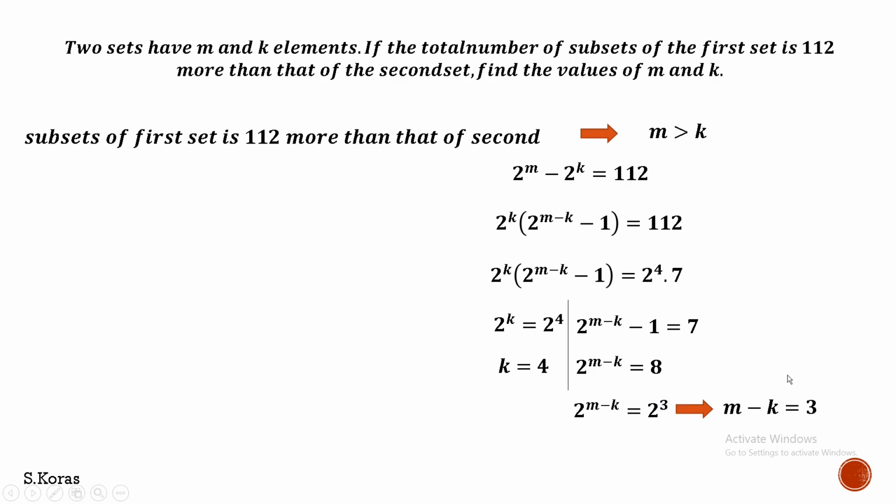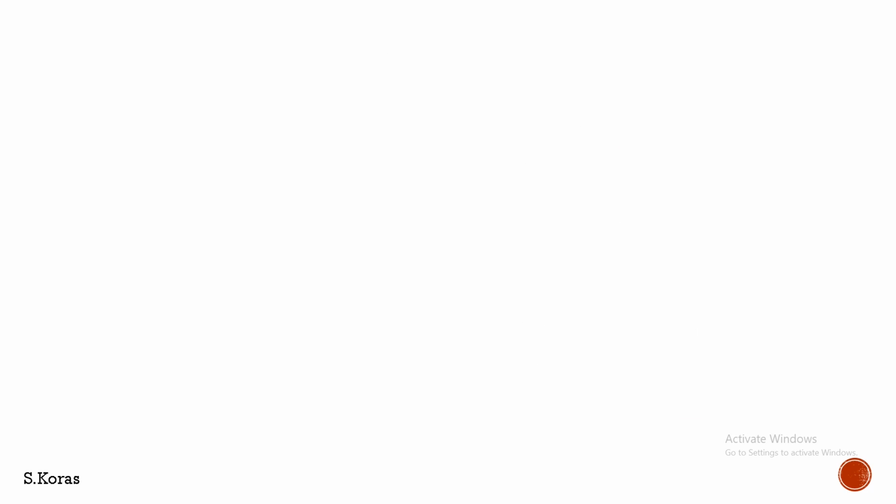Right. Since k is equal to 4, let us substitute k as 4. Then m minus 4 is equal to 3 and m is equal to 7. So we got the answer for m and k. So m is equal to 7 and k is equal to 4. So it's also a very simple sum. Now let's go to the next problem.